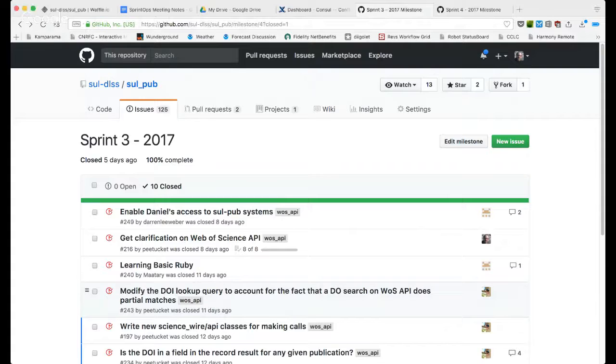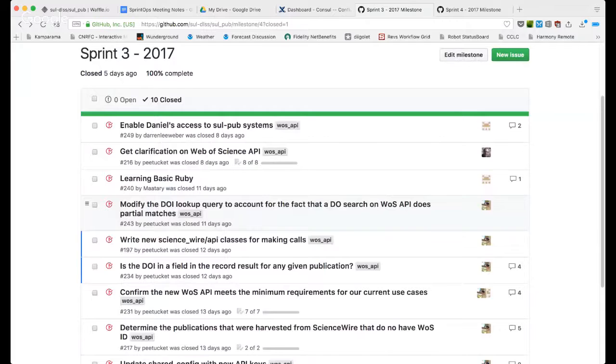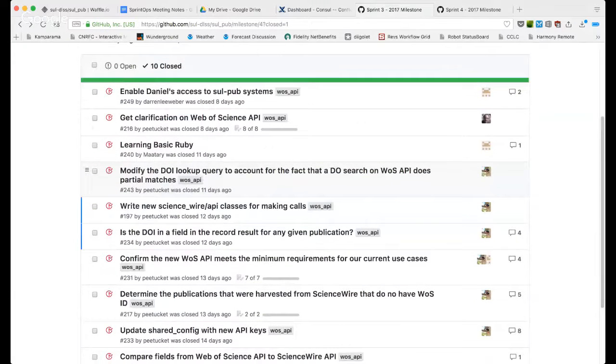Okay, so what did we do last time, or the last couple weeks? So we've had kind of a few main thrusts. One is getting Daniel up to speed in terms of Ruby, Rails, and our sort of process for writing code, and so that we captured that work in our backlog, and that took place.